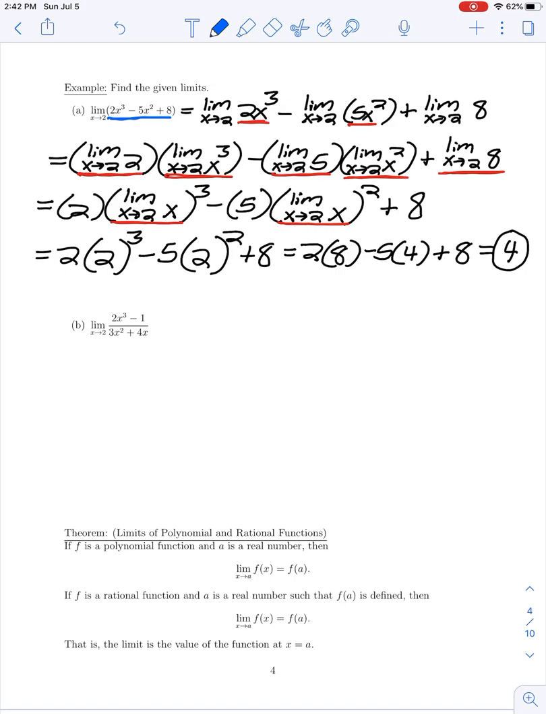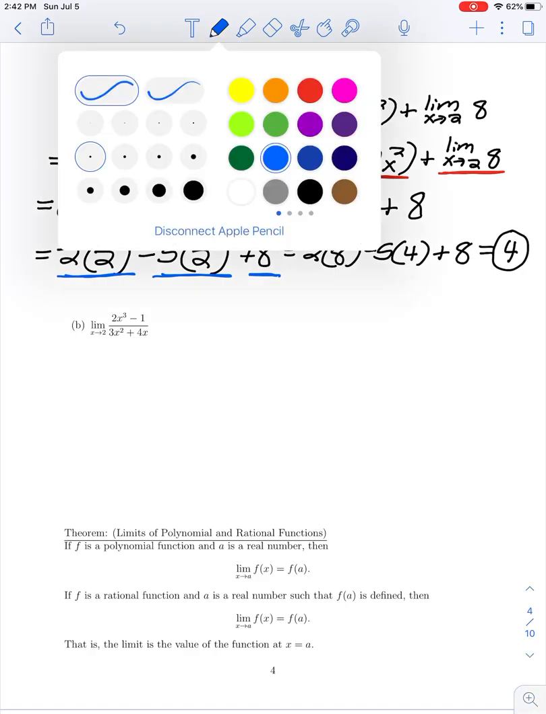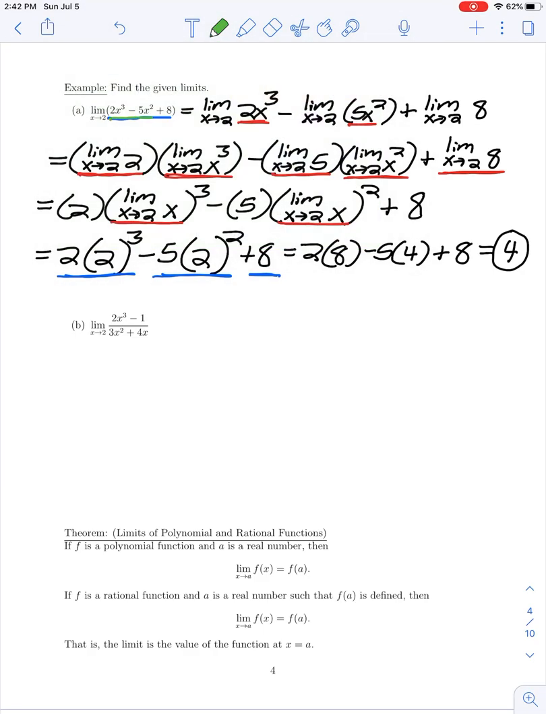Eventually, to find this limit, we got it down into the following form: 2 times 2 cubed minus 5 times 2 squared plus 8. Now notice that that's exactly what we would get if we were to just take this function that we were given and plug in the limiting value of x, in this case 2. So here we were just plugging 2 into the value of our function, and that gave us our limiting value of 4.